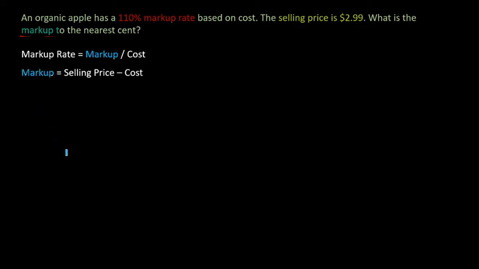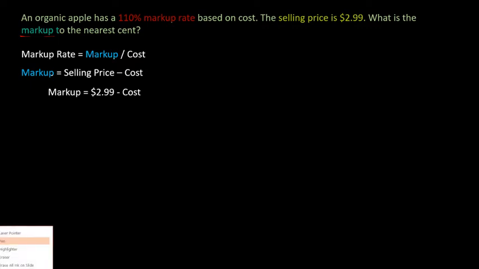And once again, we have these two equations. Markup rate equals markup over cost, and markup equals selling price minus cost. Once again, let's just plug in the information that we know and see what we get left with. So for this equation, we plug in our $2.99 selling price. I'm not going to use a highlighter, I'm just going to use a pen here. So we know that selling price is $2.99, right? So we took selling price and we plugged in $2.99.